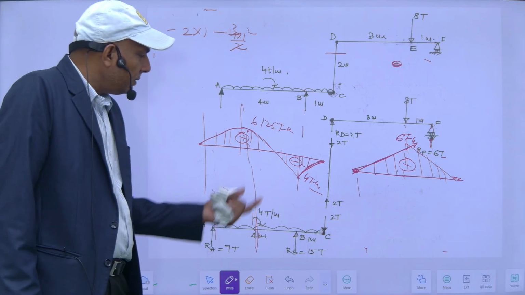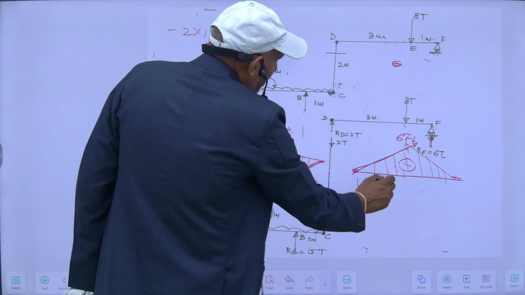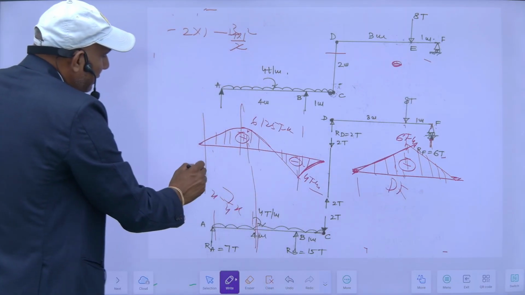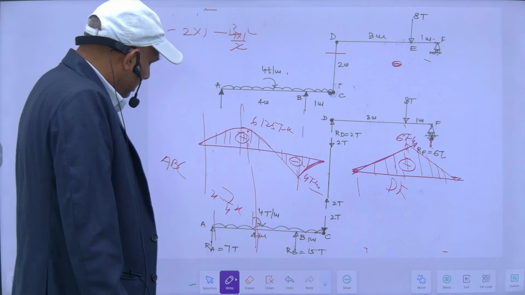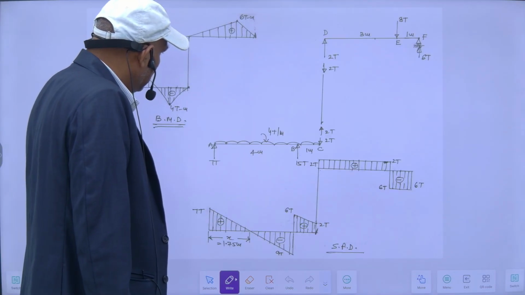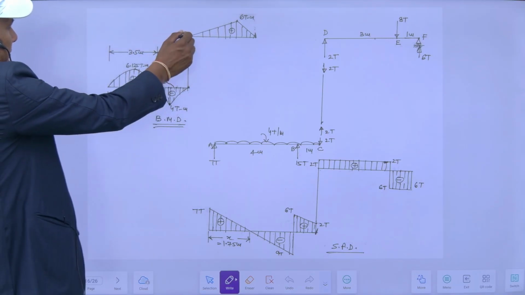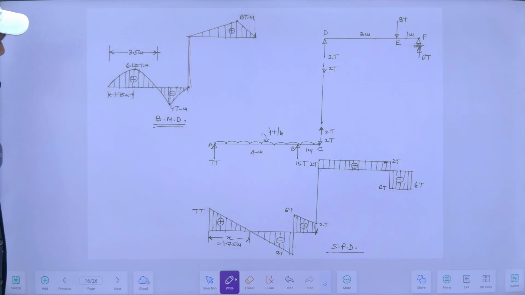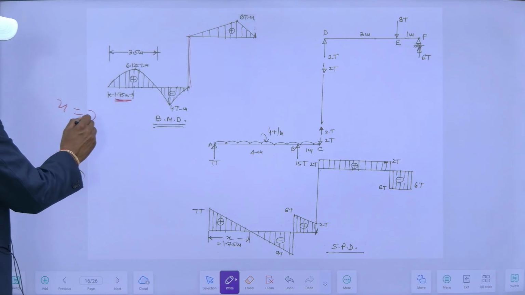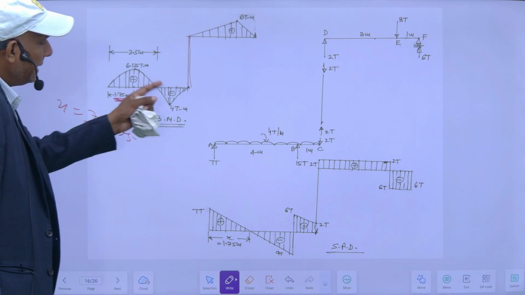This is 7 by 4 x. So this is for DF portion, and this is for ABC portion. This is my bending moment diagram. So this is the portion where bending moment is maximum. So x is equal to 7 by 4, which is 1.75 meter. So this is my bending moment diagram.